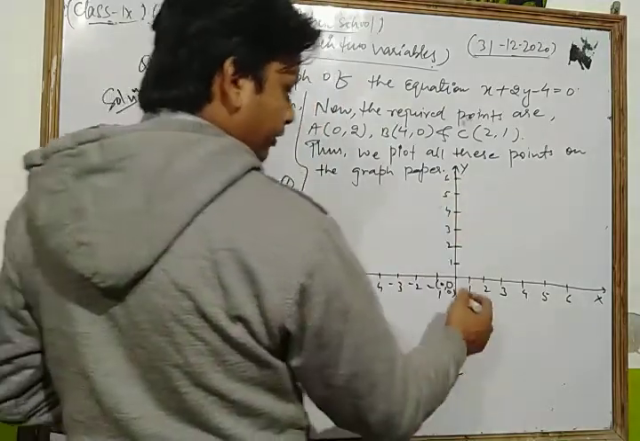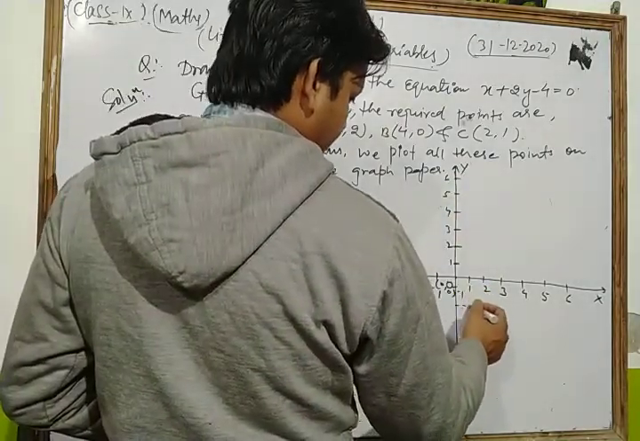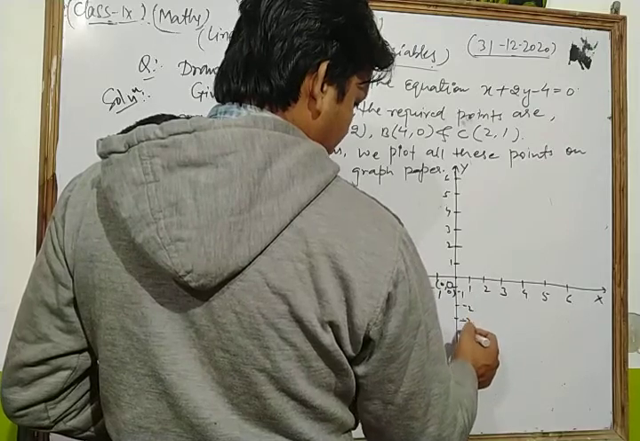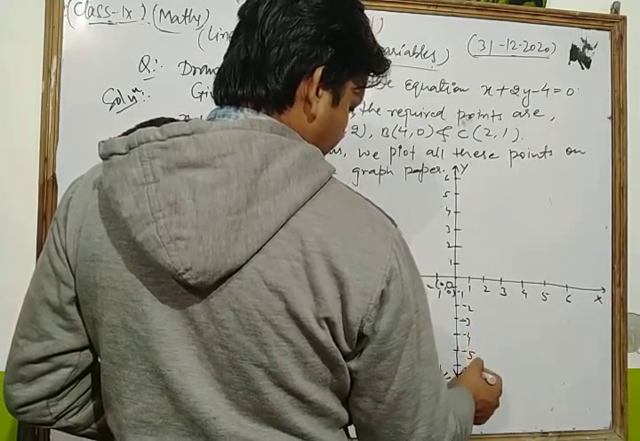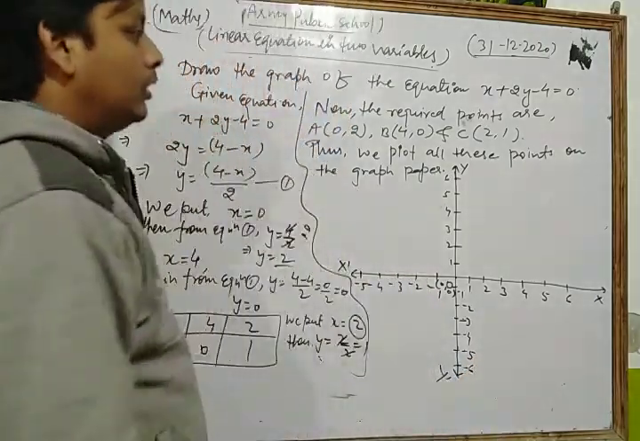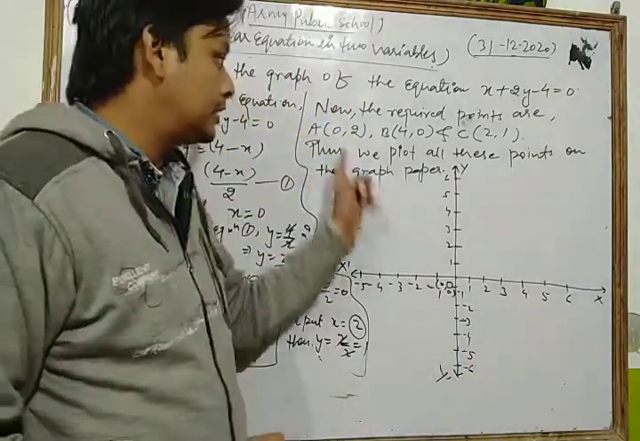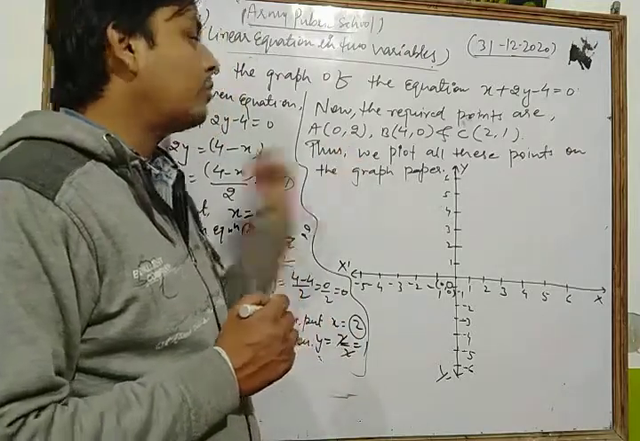Similarly, this is the negative of 5, so this is minus 1, minus 2, minus 3, minus 4, minus 5 and this is minus 6. Now first of all we draw all the points. This is 0, 2, that is 0 comma 2.